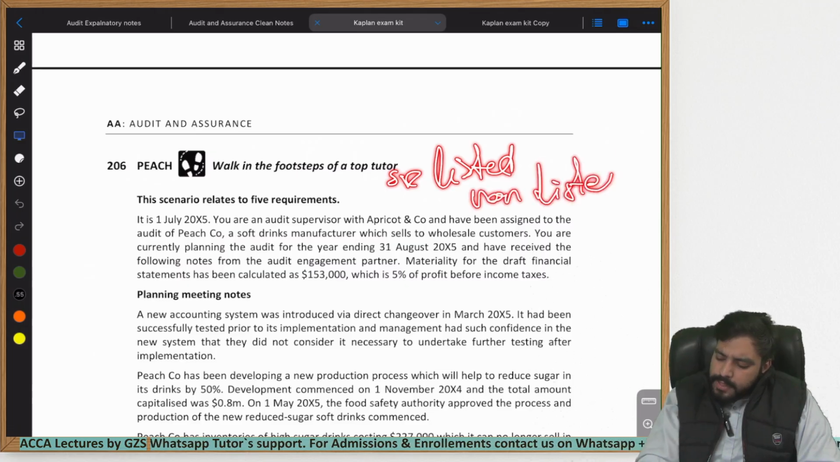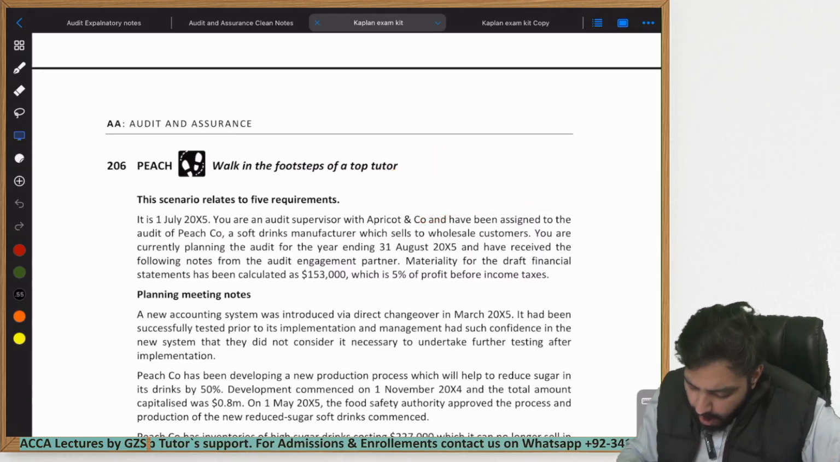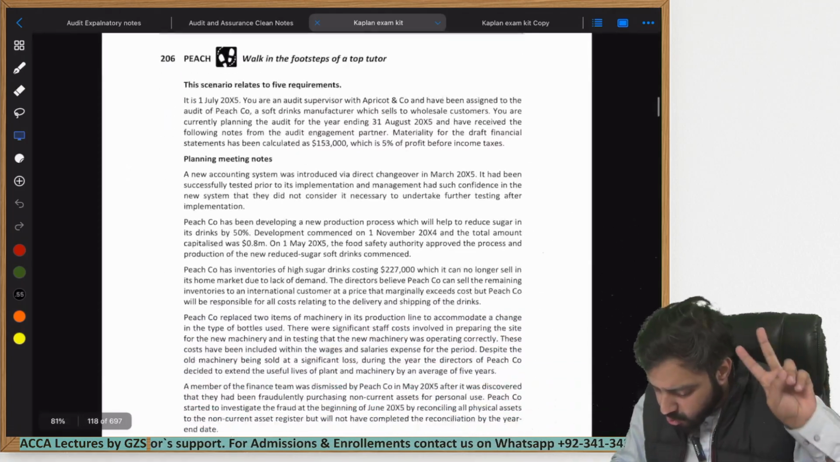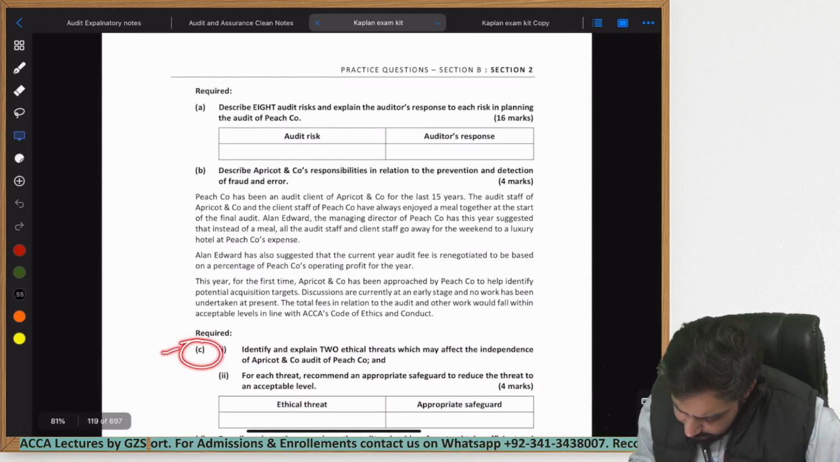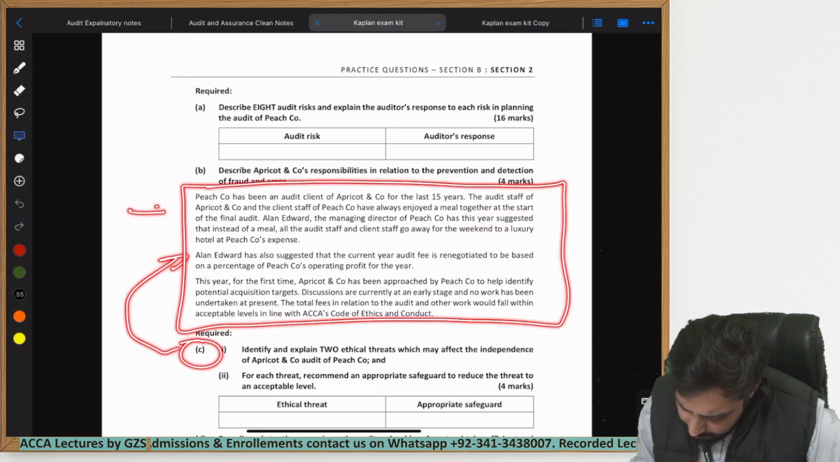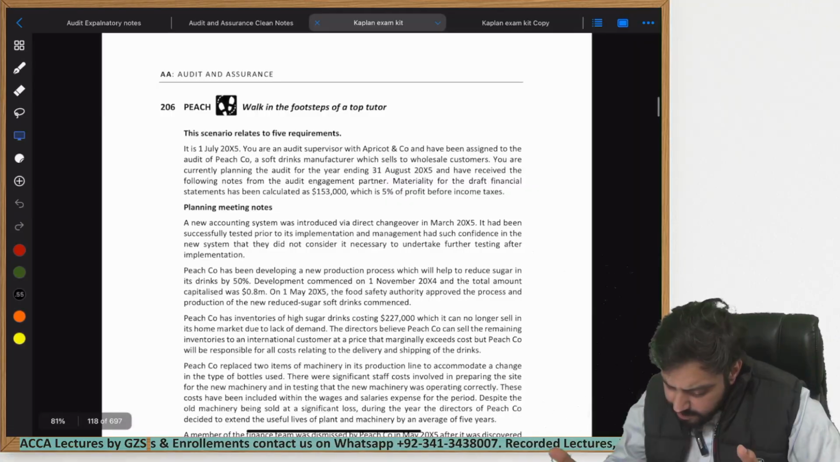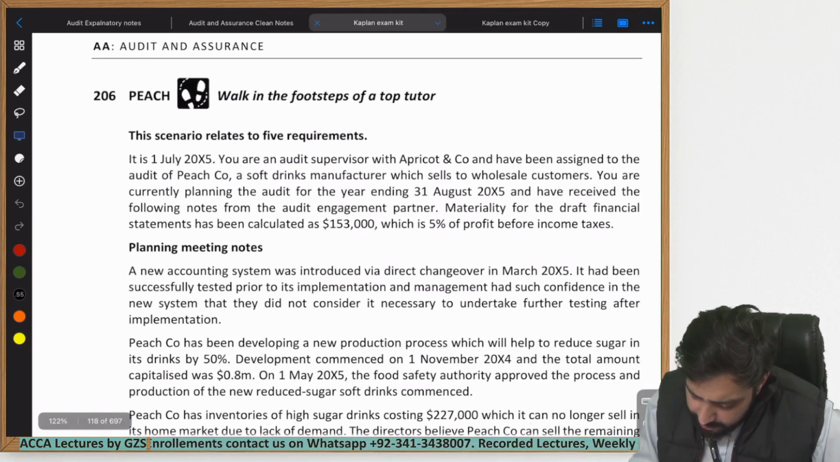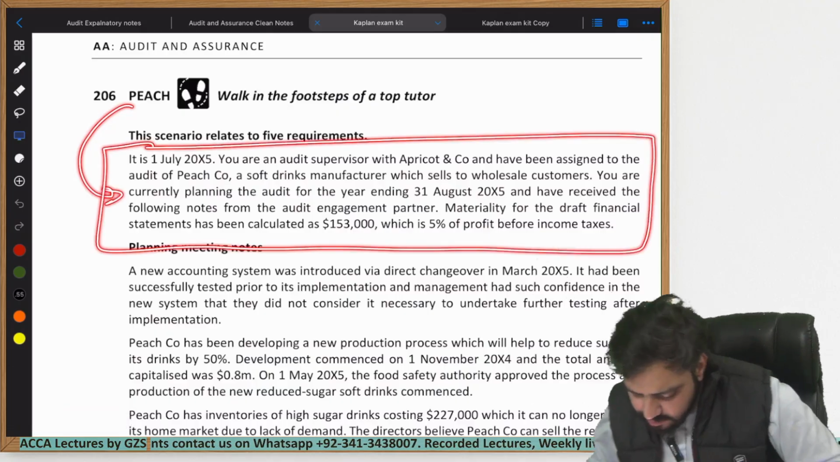So always within the question, always try to identify whether this is a listed company or not. Now, Peach Corporation has 2 separate stories within the question itself. But for us, the relevant story from where we will identify the relevant scenario, from where we will identify our threats, is this one. But in order to identify whether this is a listed company or not, always remember, the first paragraph always tells you within the question whether this is a listed company or not.